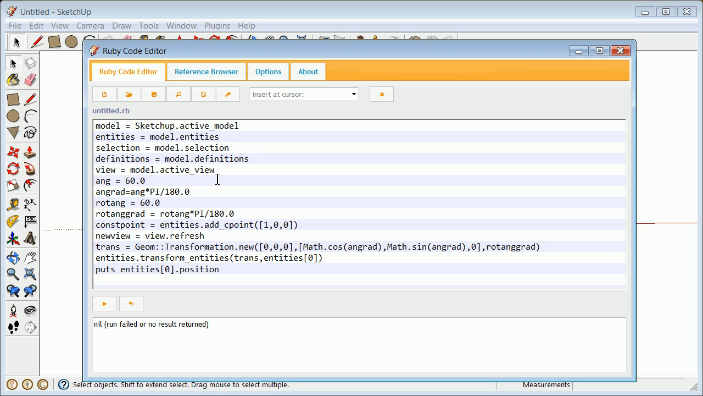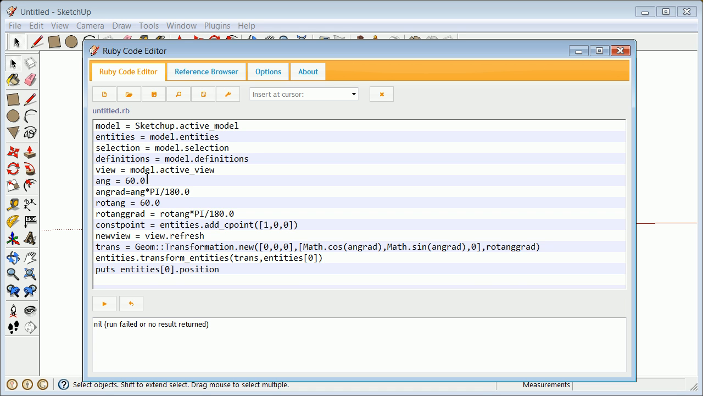So that said, what we've got here is a Ruby code editor. We first define a variable called model. That is basically the model we're working on. We then have the set of all entities in the model is called entities. The set of all the selections in the model is called selection. The definitions, most of these are not necessary, but I just do them over and over again.